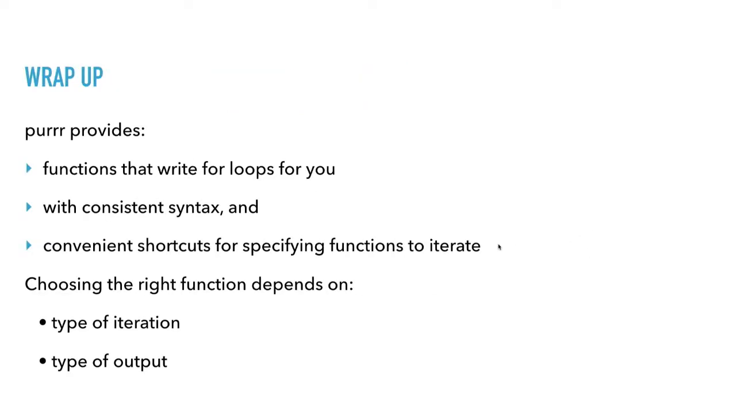Okay, we're doing good. So just to wrap up, purrr essentially provides functions that write for loops for you. They help you solve iteration problems. They've got consistent syntax and convenient shortcuts for specifying functions to iterate. Choosing the right purrr function for your iteration problem depends on what type of iteration you're doing: are you iterating over one object, two objects or more, or doing something slightly different? And then the type of output you want. Remember, the type of object you get back depends on the function you used, those typed functions.